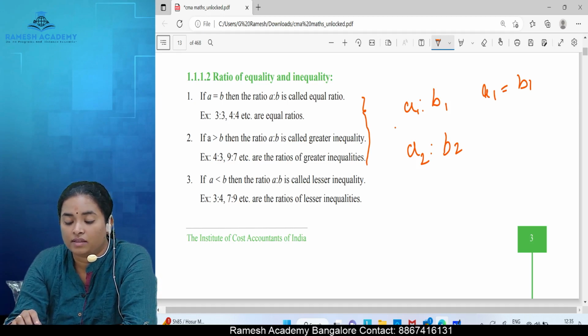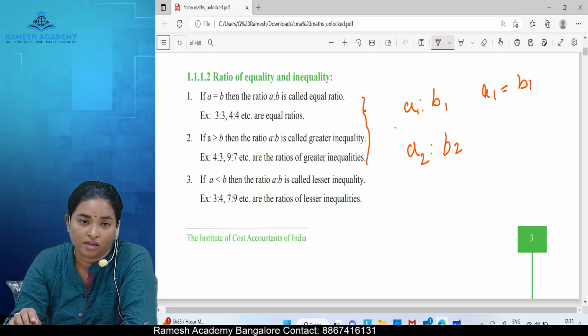Then if A is greater than B, then we call it a greater ratio.